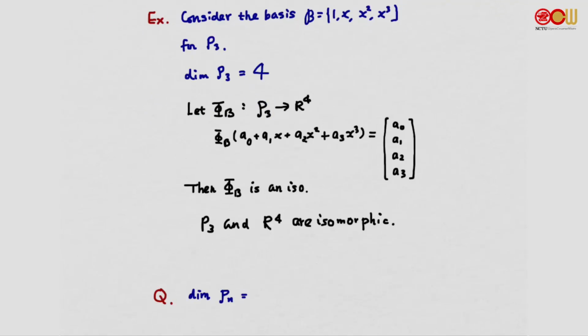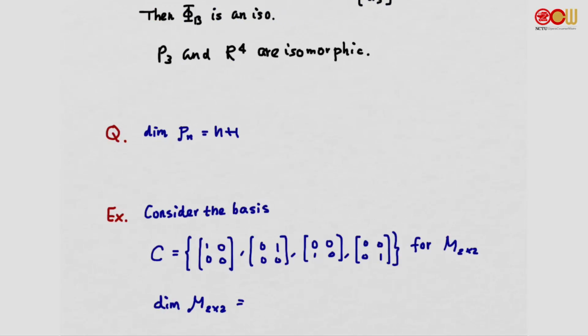How about the dimension of Pn? Here we have a basis for P3, and we know the dimension of P3 is equal to 4. How about the dimension of Pn? That should be n plus 1, isn't it?